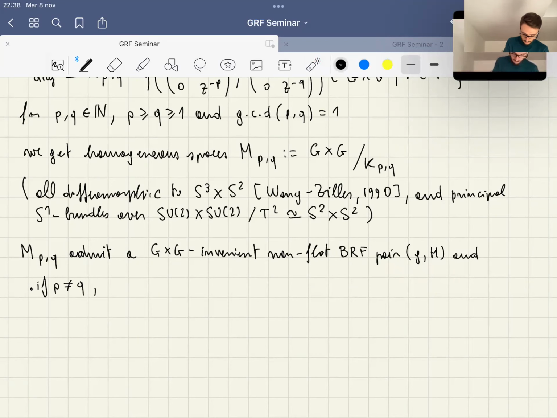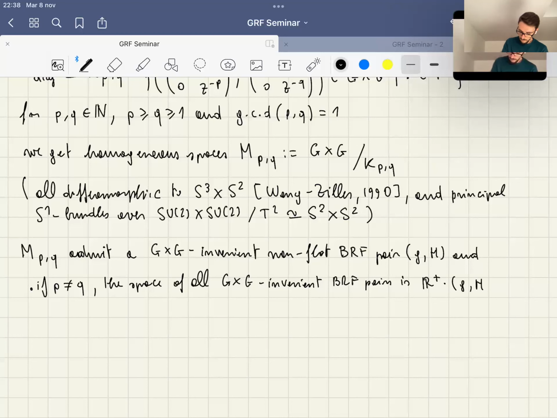So the space of all G cross G invariant BRF pairs is given by one fixed pair up to multiples. So it's just scaling of the pair we have.